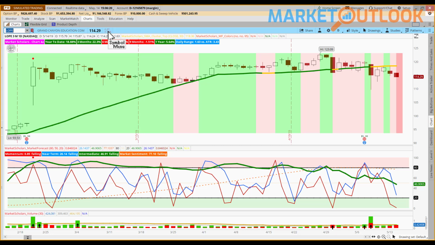This one did not. And in doing so, what happened here is you'll notice that the background color of the chart went from that light pink color to this dark pink color. And notice this is the first time on this 3-month chart that LOPE has had what we would deem to be a bearish posture from an intermediate perspective, according to the market forecast technical indicator.